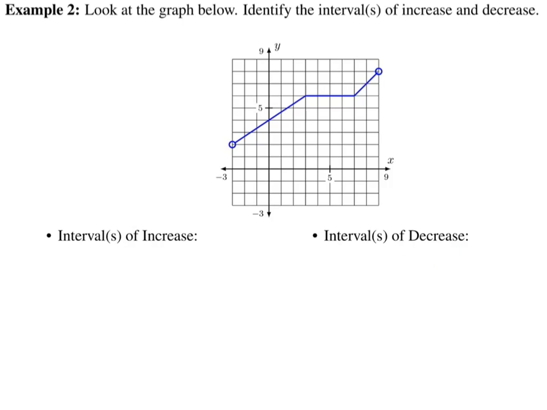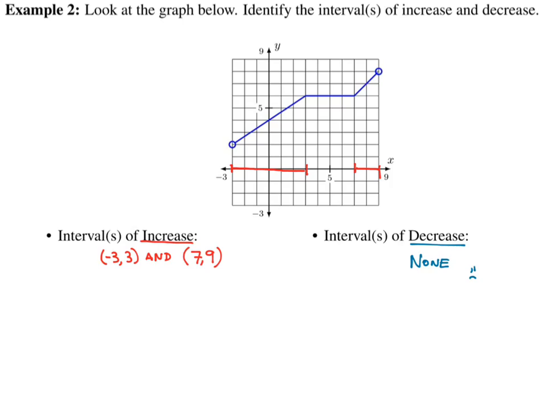Next example. Intervals of increase. Well, it's increasing from -3 to 3, and then also increasing from 7 to 9. So -3 to 3, and from 7 to 9. Okay. Intervals of decrease. Yeah, that's not actually happening here. So we just have to sadly write none.